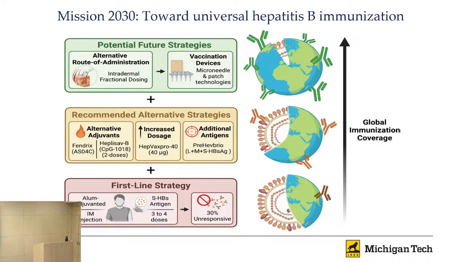So that is the potential future strategy. What has been applied right now is more virus, more antigens, and different adjuvants. This is the potential future. It has been given by intramuscular injection, so it is given to the dermis. Now they are thinking of injecting intradermally, where there are more Langerhans cells present in the intradermal regions. And they are also thinking of giving it by microneedle.